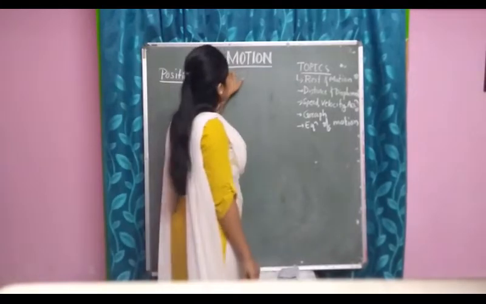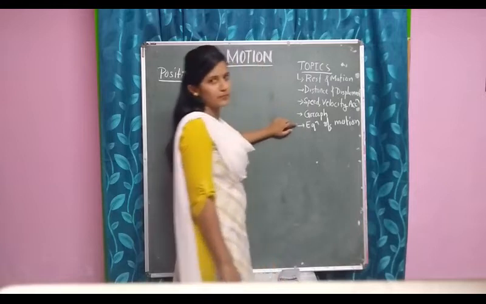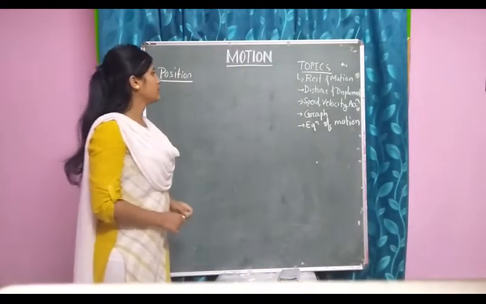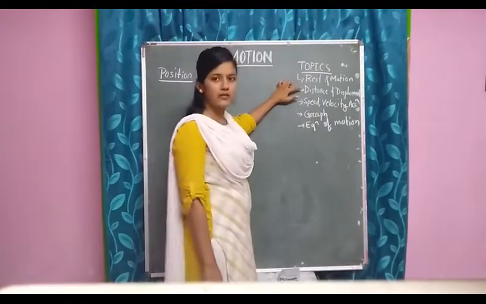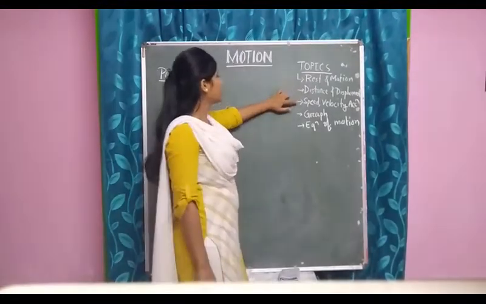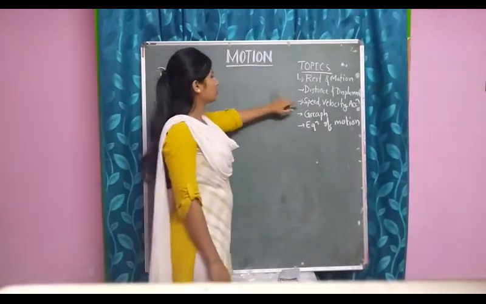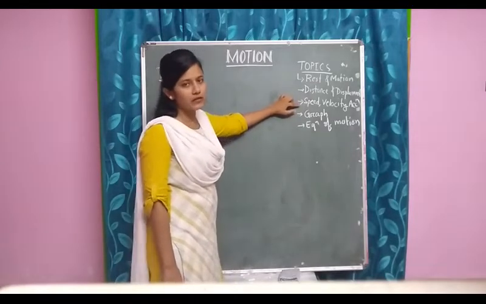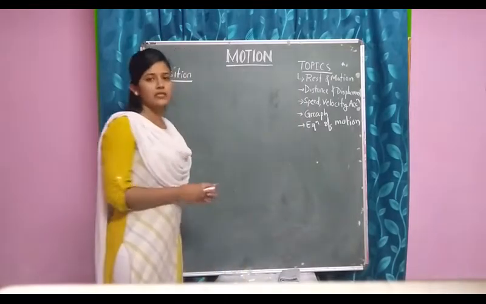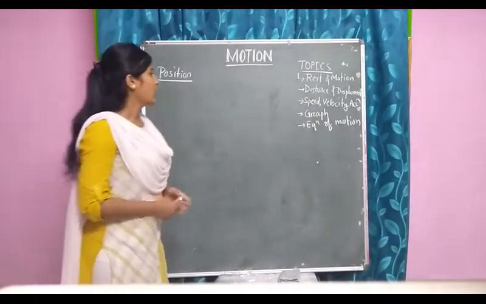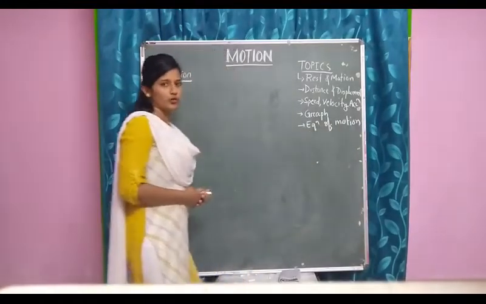in this class we are going to discuss these topics. In class 9th you have the difference between rest and motion, distance and displacement. Then we will discuss the different parameters related to motion. Those are speed, velocity and acceleration. Then graphs which will represent the nature of the motion, and then the equations which will represent the motion.